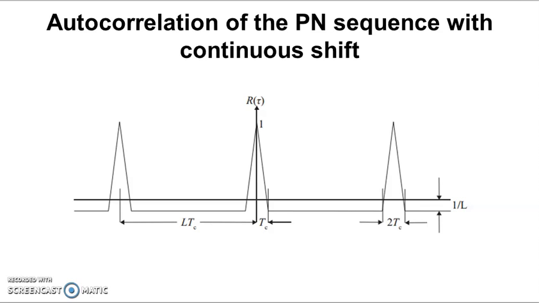Hi, we continue with the PN sequence generation. We have seen earlier that a CDMA receiver requires a local PN generator, and the PN generator at the receiver needs to be in phase with the PN generator at the transmitter. That's why we need to synchronize the clock for the transmitter and the receiver.